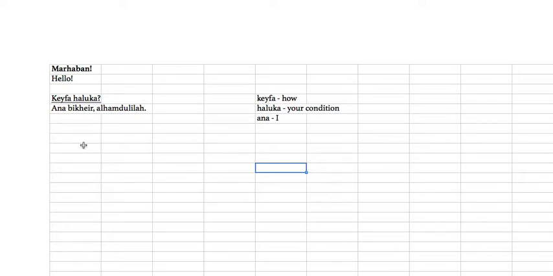And alhamdulillah is incredibly common. It means praise be to Allah, and almost everyone says that. It's not particularly a religious thing at all. It's not Muslim or Christian either. It's just a very common thing to say in Arabic. And you don't necessarily have to say it, but ana bi khair, alhamdulillah, very typical. Okay, so marhaban, kaifa haluka.